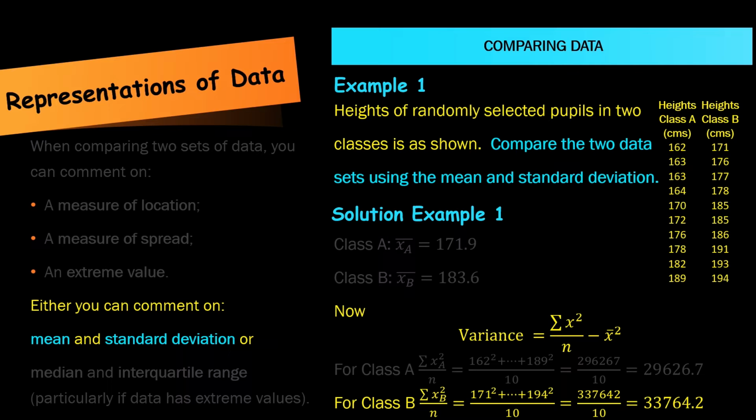Similarly for class B, we square each of these values in class B, add them up and divide by n equals 10 to give 33,764.2.